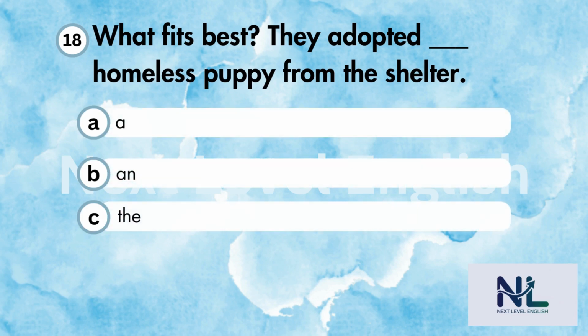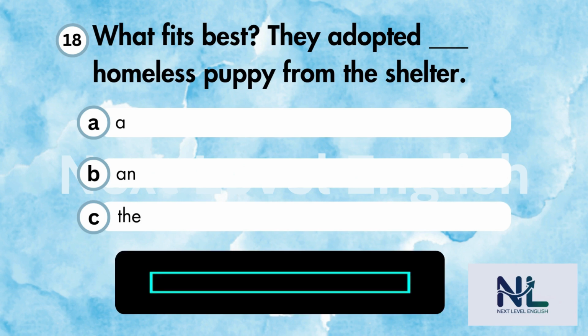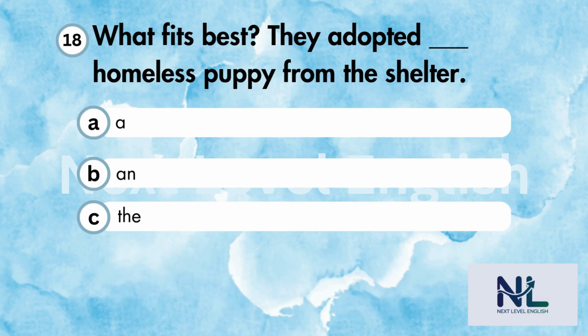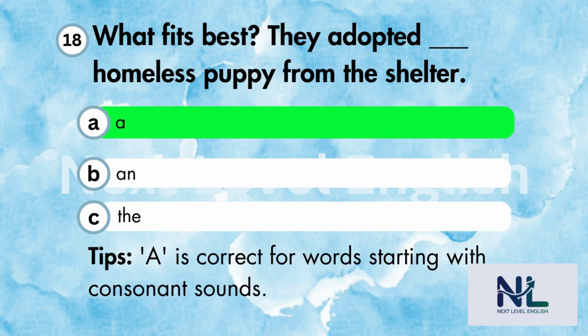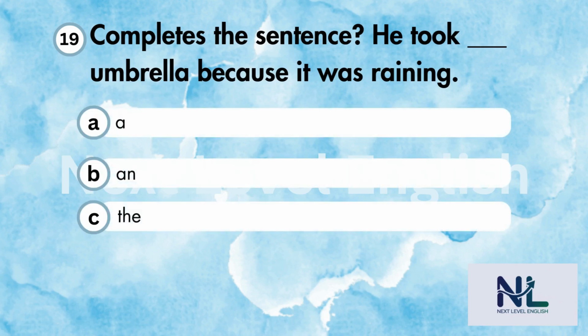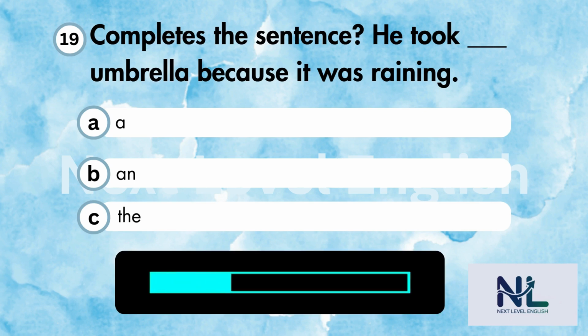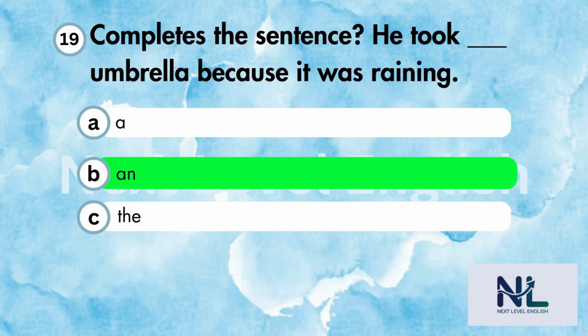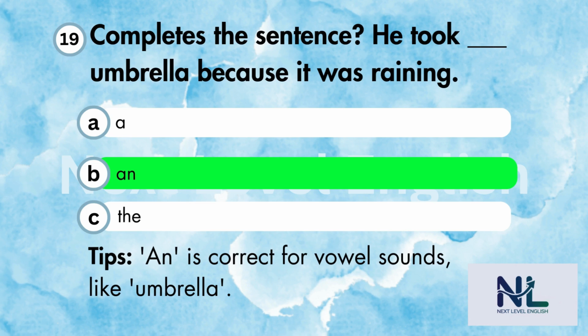18. What fits best? They adopted a homeless puppy from the shelter. A. Tips: "a" is correct for words starting with consonant sounds. 19. Complete the sentence: He took an umbrella because it was raining. An. Tips: "an" is correct for vowel sounds like umbrella.